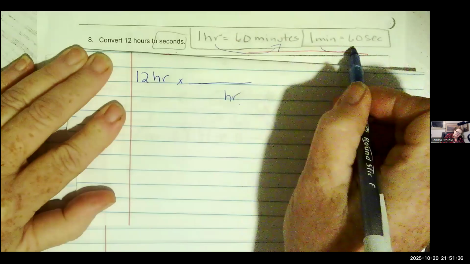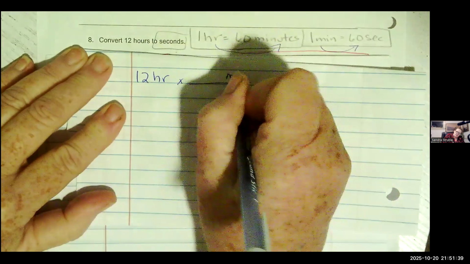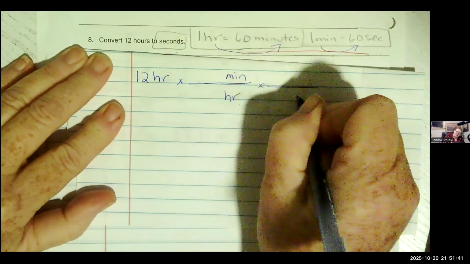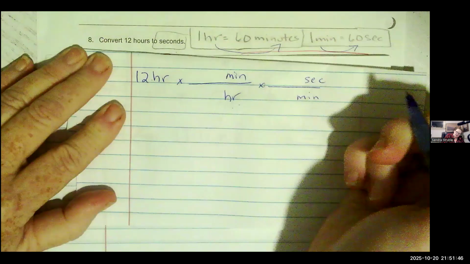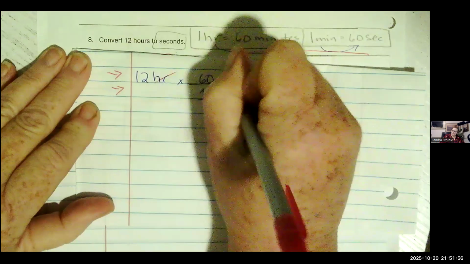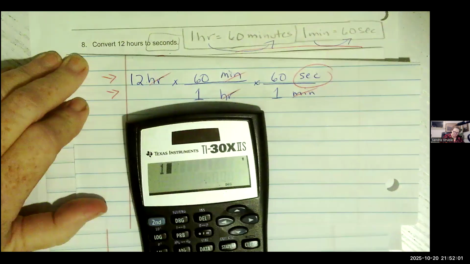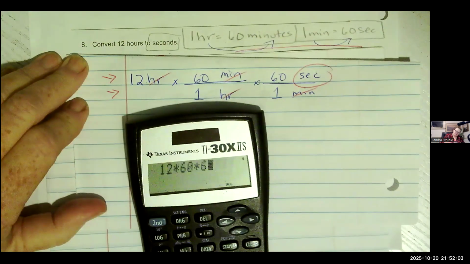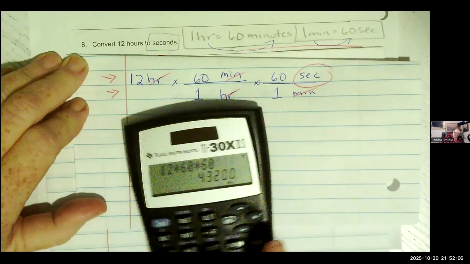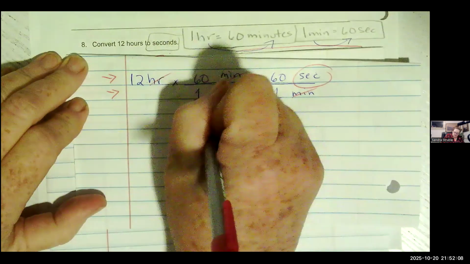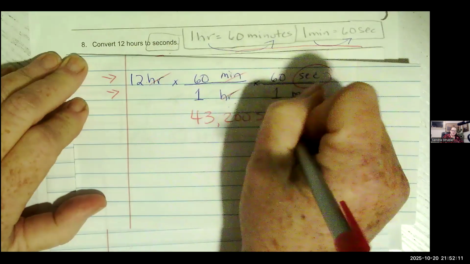Hours to minutes. Don't want minutes. I want seconds. Hour, minute, second. Cool. Now I just plug in my numbers. 1 hour is 60 minutes. 1 minute is 60 seconds. Multiplying straight across. Hours are gone, minutes are gone. I'm left with seconds. I'm just going to have to multiply here. 12 times 60 times 60 is 43,200 seconds. That's how many seconds are in 12 hours.